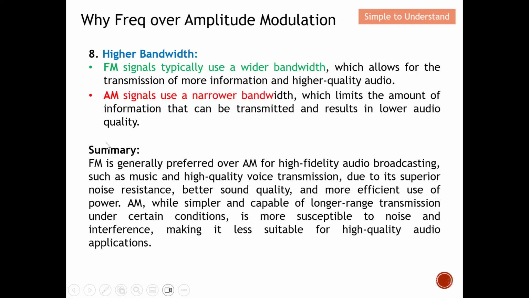Let's come to the summary. FM is generally preferred over AM because of high fidelity audio broadcasting, such as music and high quality voice transmission, due to its superior noise resistance, better sound quality, and more efficient use of power. AM, while being simpler and also capable of longer range transmission under certain conditions, is very susceptible to noise and interference. Therefore, this makes them less suitable for high quality audio applications.